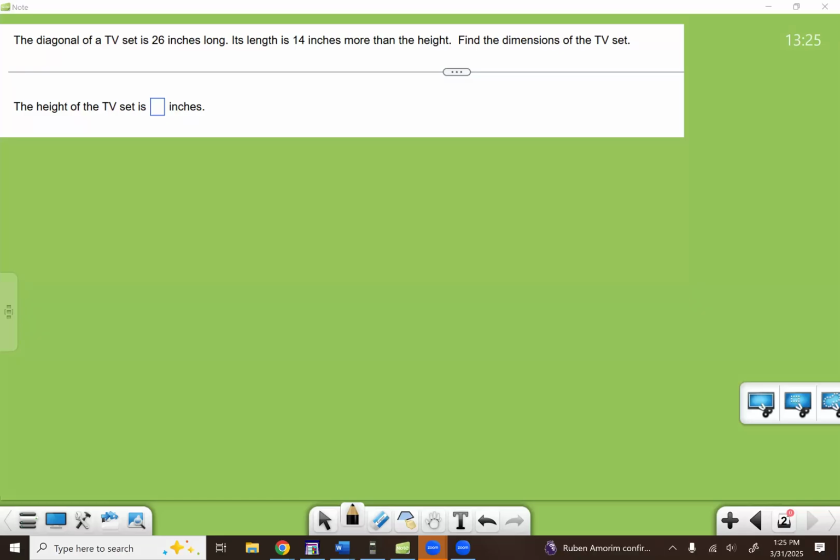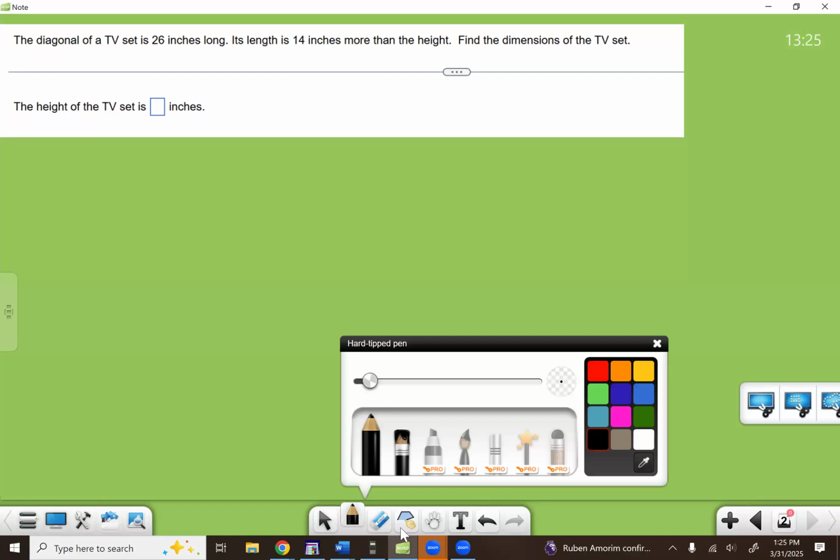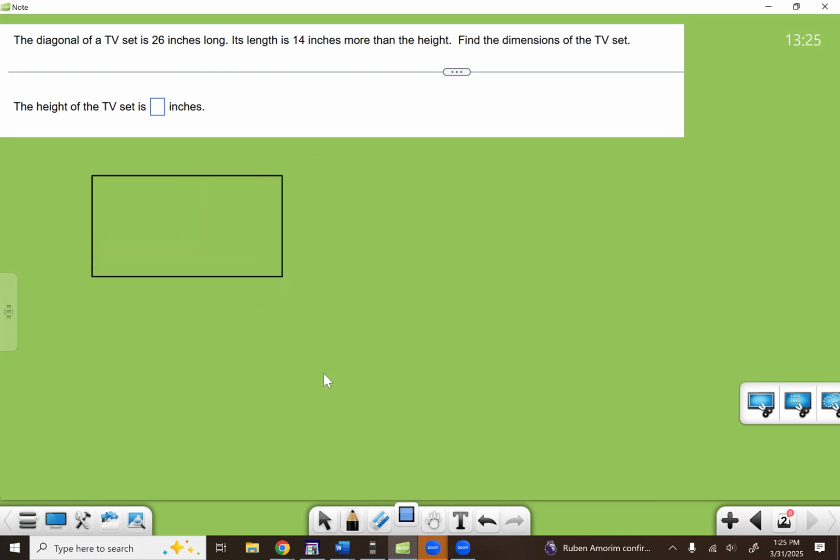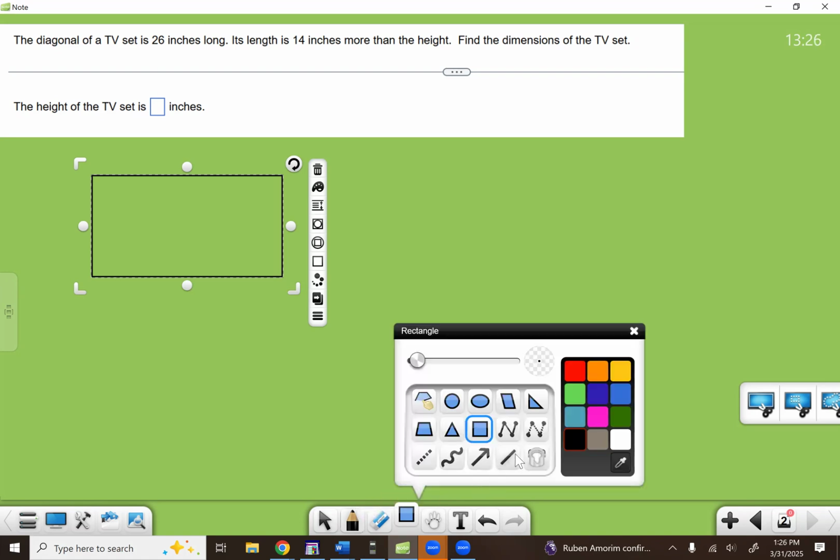All right, let's take a look at number 17. So I have to draw pictures, you guys. I just can't do it without them. So let me go ahead and get my TV on here. So pretend this is my TV. The diagonal of a TV. So let me draw the diagonal.